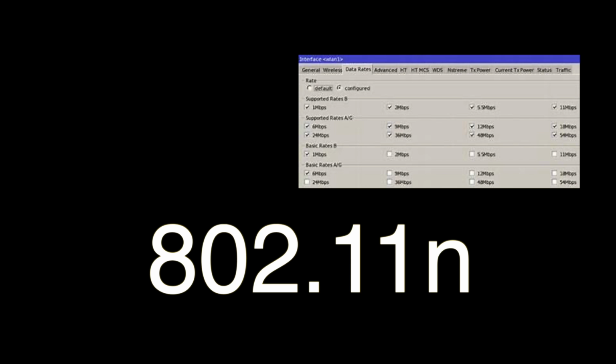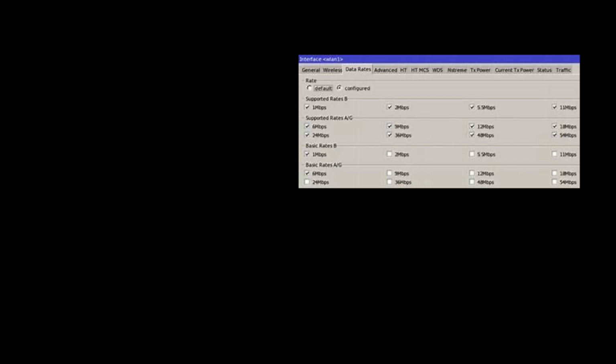802.11n is a wireless networking standard that uses multiple antennas to increase data rates. The Wi-Fi Alliance has also retroactively labeled the technology for the standard as Wi-Fi 4.